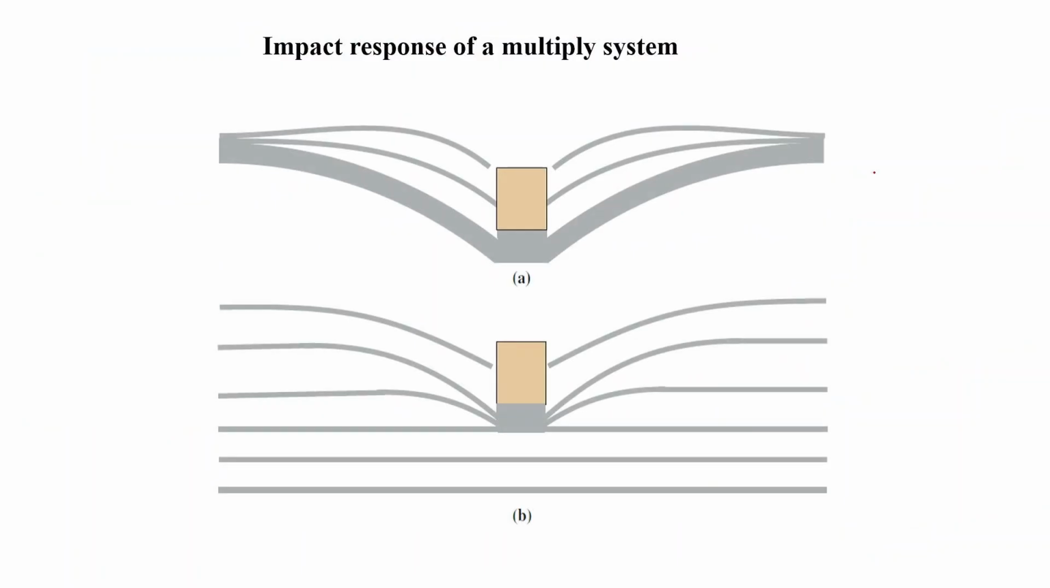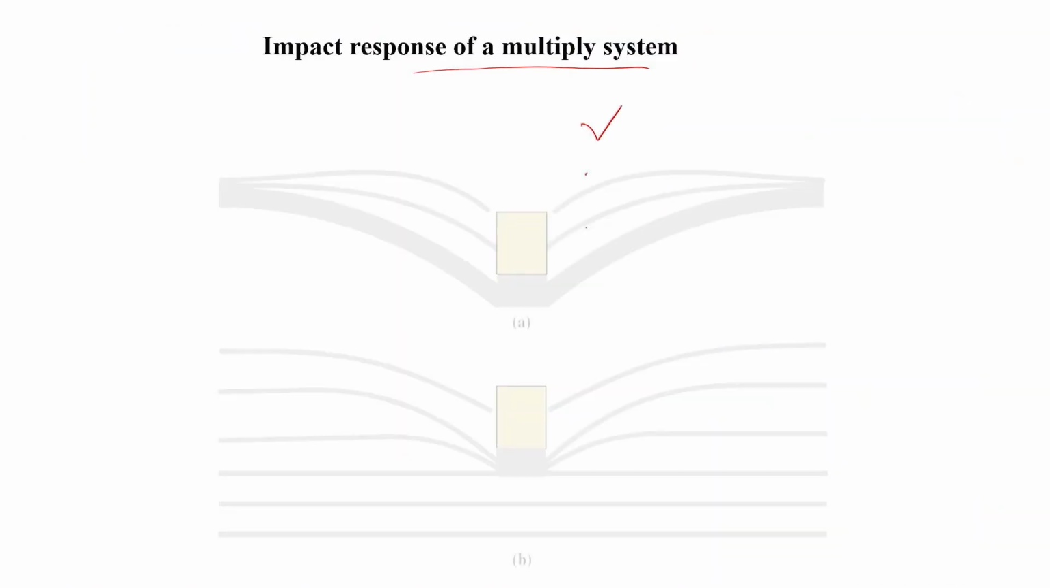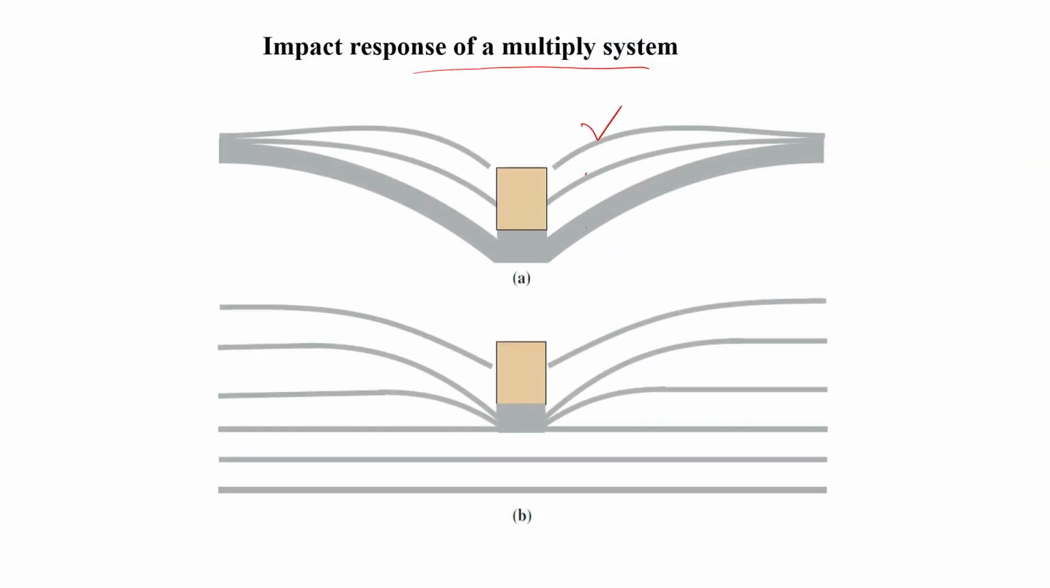Now, we can see the impact response of a multiply system. Here a single layer has been damaged, but if we use multiple layers, the energy will gradually get absorbed.